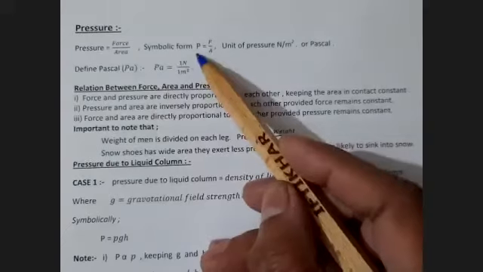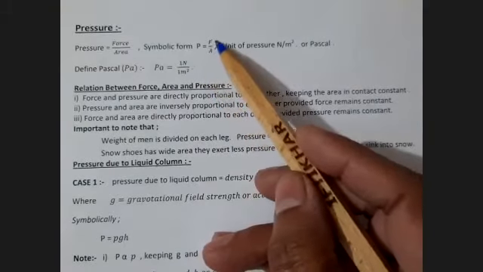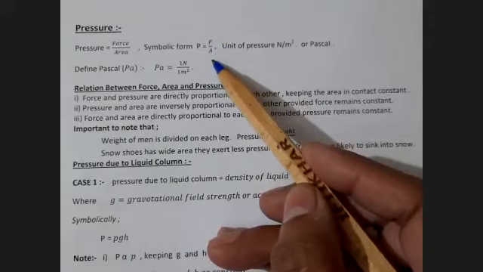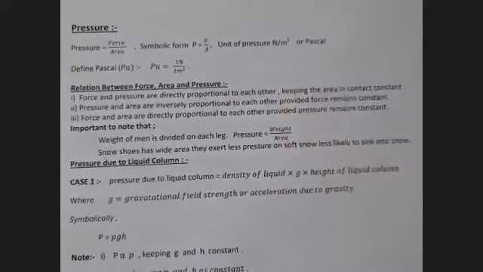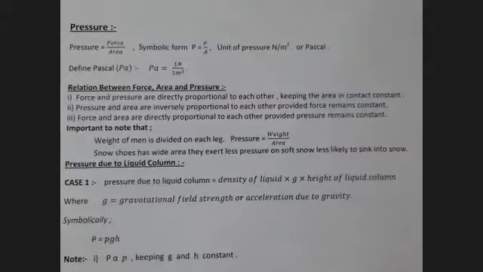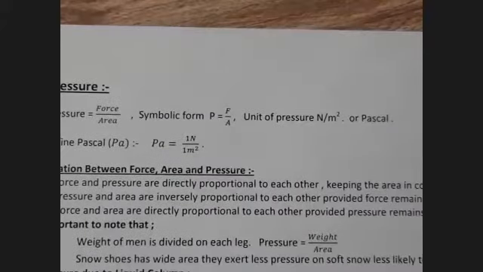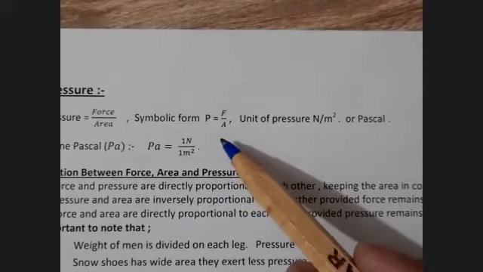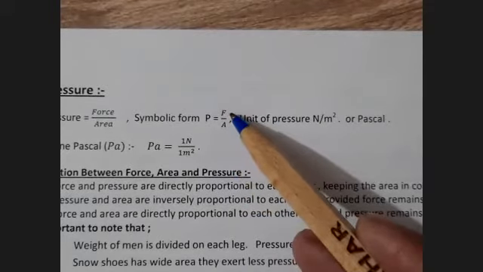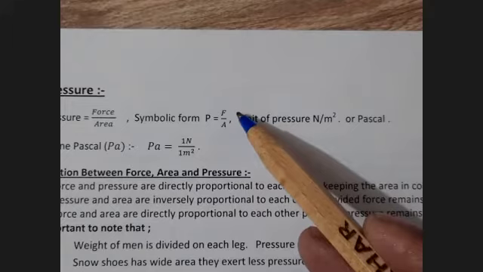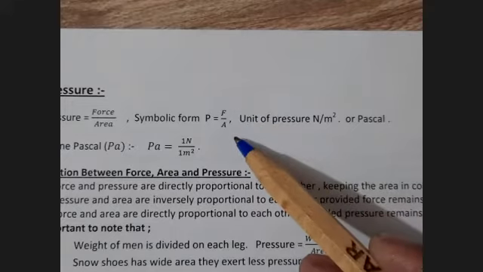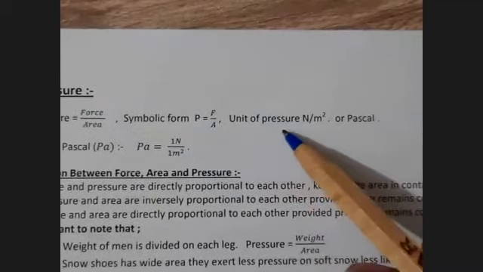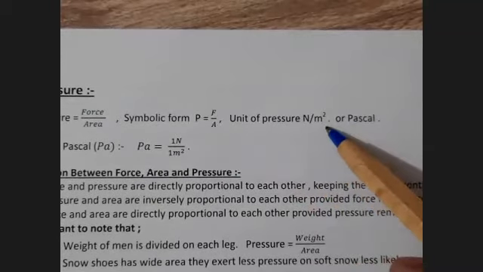Symbolically, we will represent pressure with P, and pressure is equal to force over area, F for force and A for area. So remember this, because pressure is the combination of force and area, force divided by area. According to this, we have to make the unit. The unit of force is Newton, and the unit for area is meter square. So the unit of pressure, remember this, is Newton per meter square.